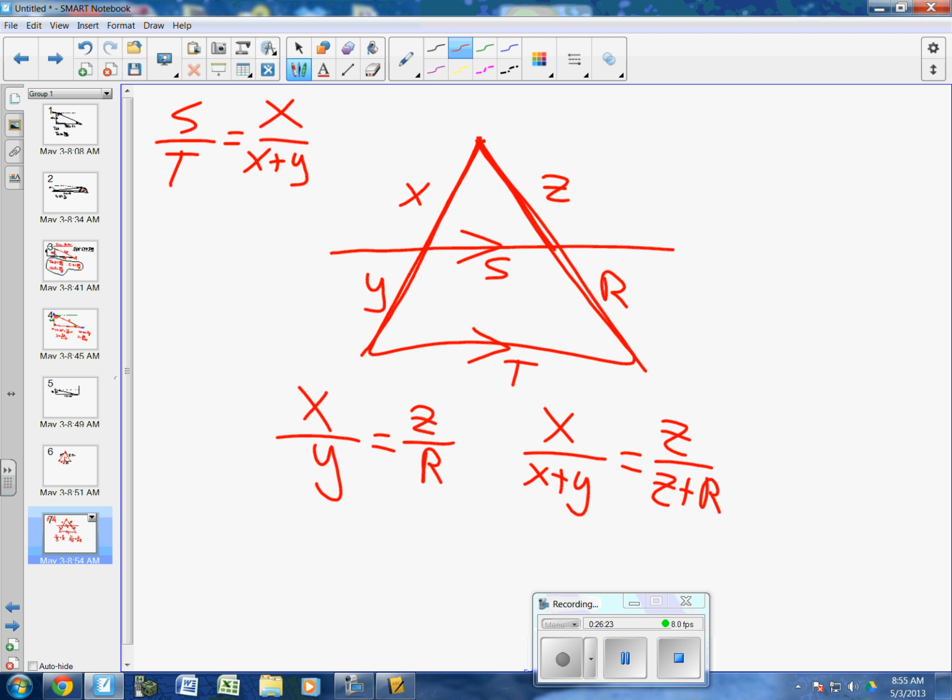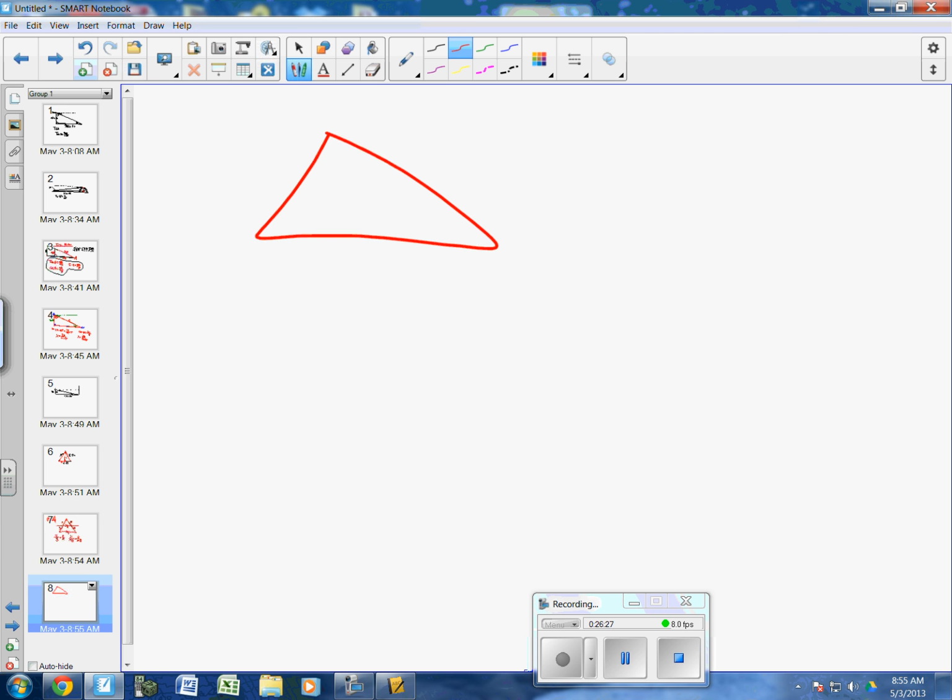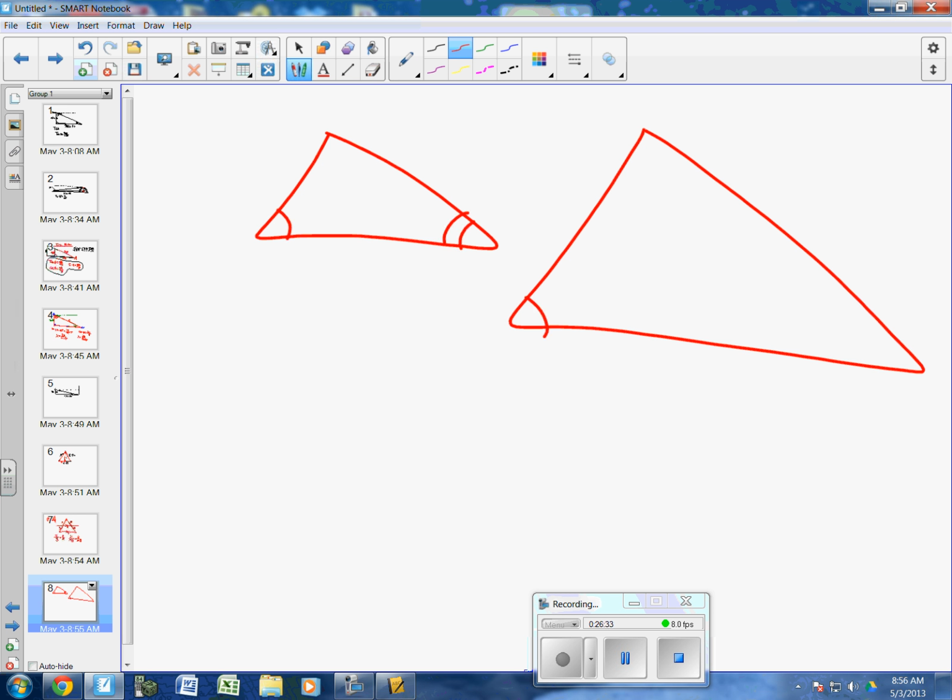Okay. Also, if I have two triangles, and I have this angle congruent to this one, and this angle congruent to this one, and I know that this side is 5, and this side is 15, and this side is x, and this side is 22. Do you know how to solve that? Find x. Okay, this will be on the quiz.